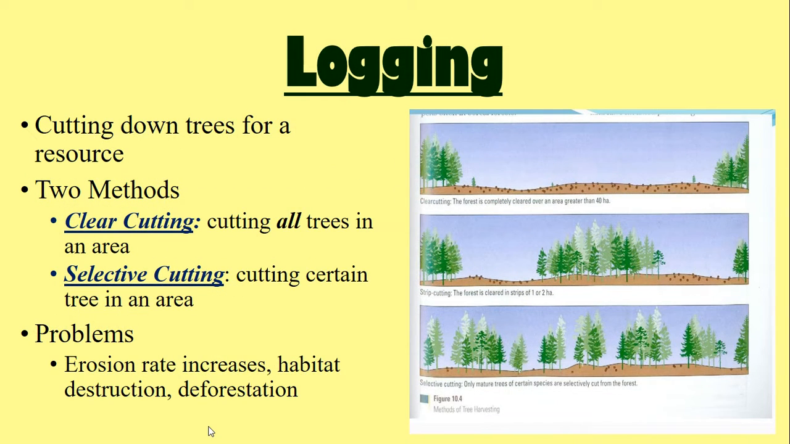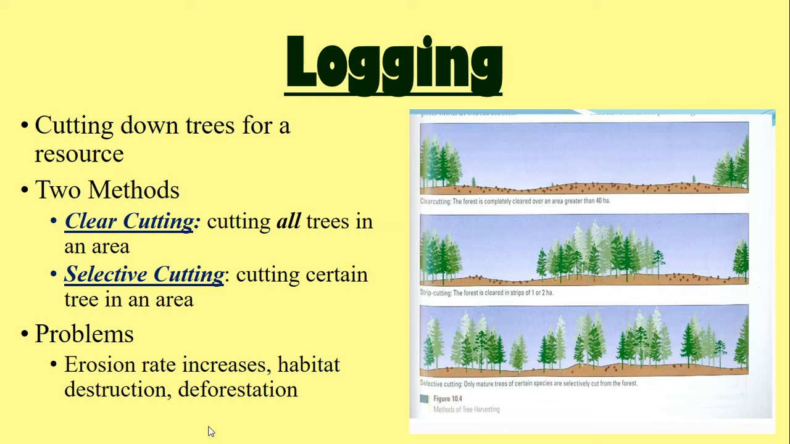Logging is another way that we do affect the land. This is done by cutting down trees for a resource. Think about what resources do we need trees for? Well, we need it for paper, toothpicks. This is 2020, so we kind of need it for toilet paper because everyone went and got toilet paper during the coronavirus pandemic. But there's two methods for logging: clear cutting and selective cutting.